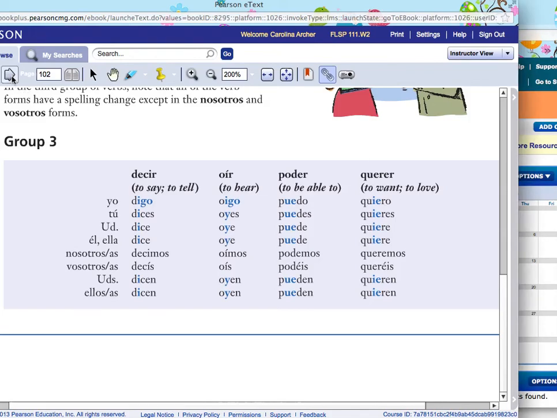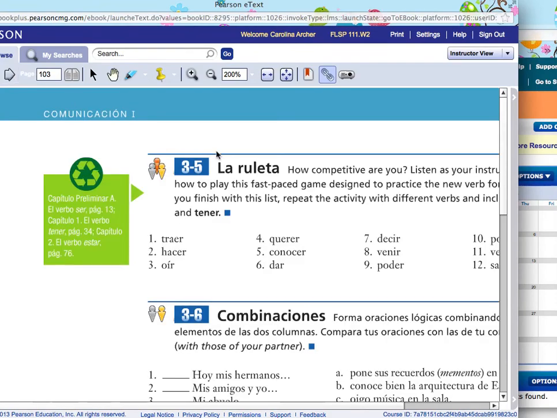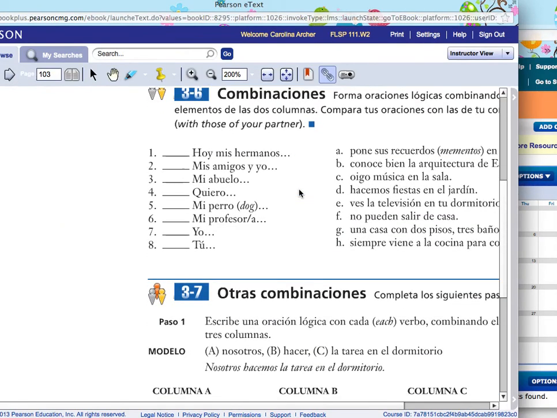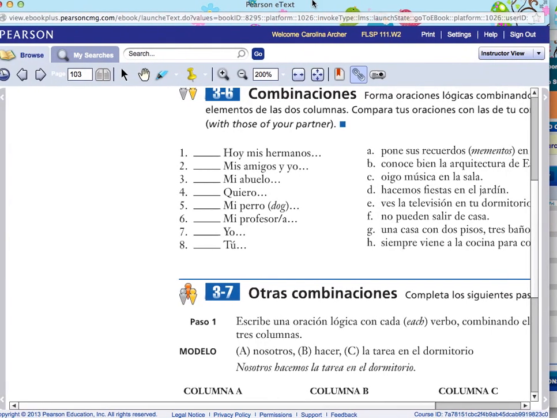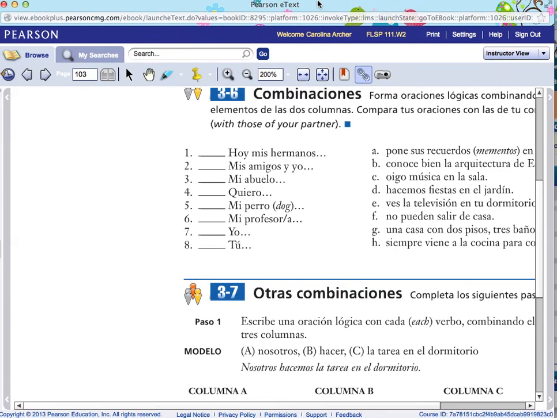I think for today you're just going to have a couple of activities in the e-text. For today, you're going to do up to 3-6 and a few in the student activity manual. And those of you who do recordings, you're going to have just one recording. And tomorrow you're going to practice some more with irregular verbs. So try to get this down and do as much practice as possible.